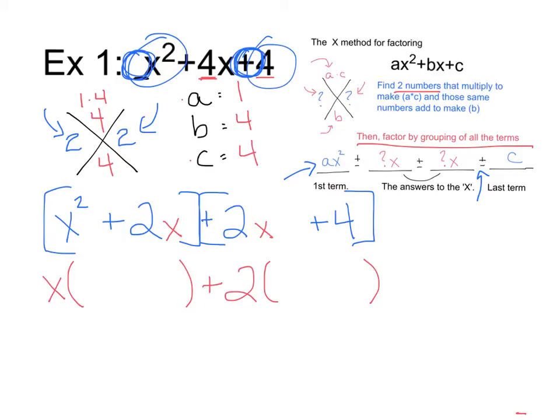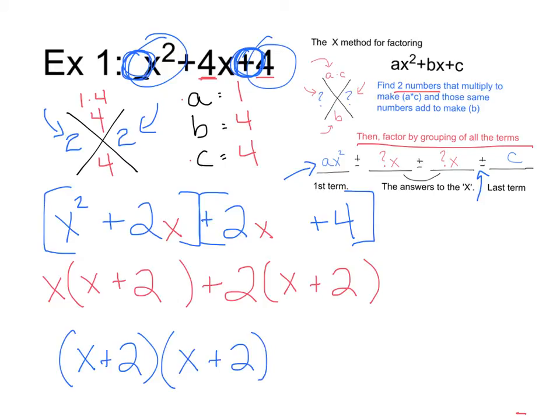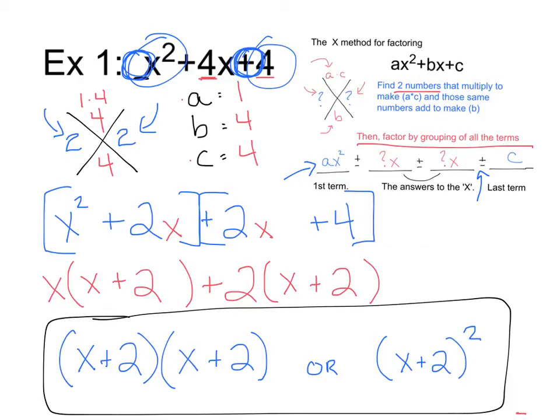So x squared divided by x gives us x back, 2x divided by x gives us 2 back, 2x divided by 2 gives us x, and 4 divided by 2 gives us 2. So we end up with x times x plus 2, plus 2 times x plus 2. If we go ahead and follow our pattern, pull out our GCF of x plus 2 and multiply it by what's left, we get x plus 2 times x plus 2. Or you could rewrite this as simply x plus 2 squared. Either of these answers would be considered correct.